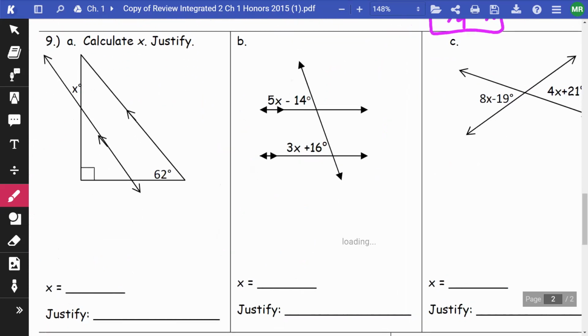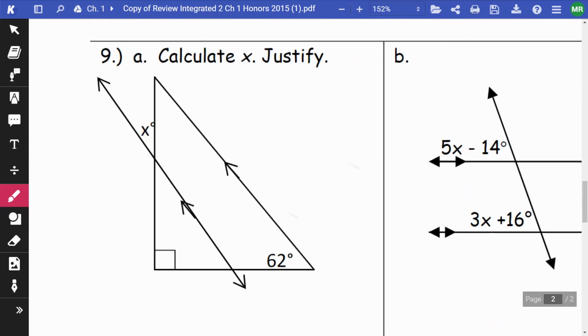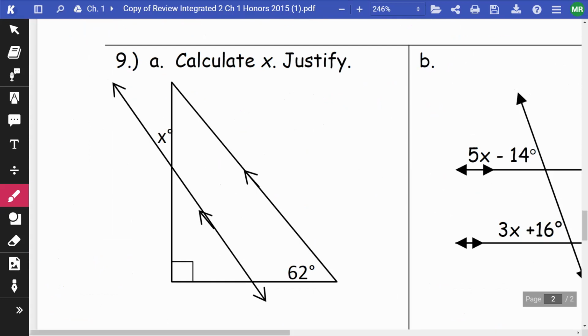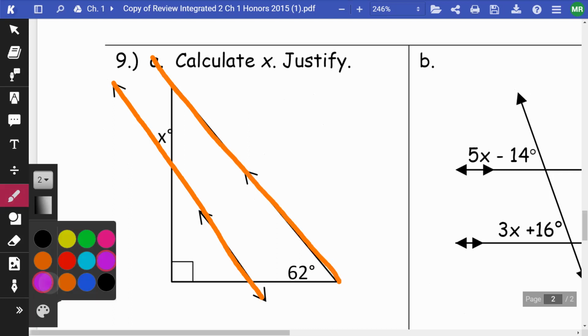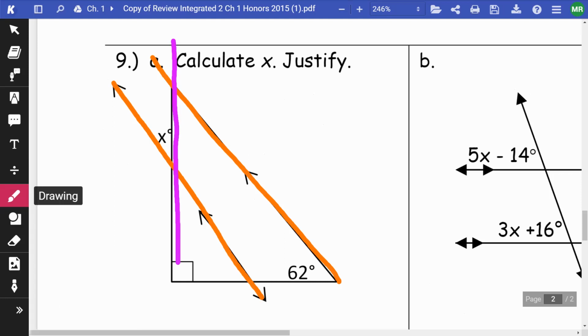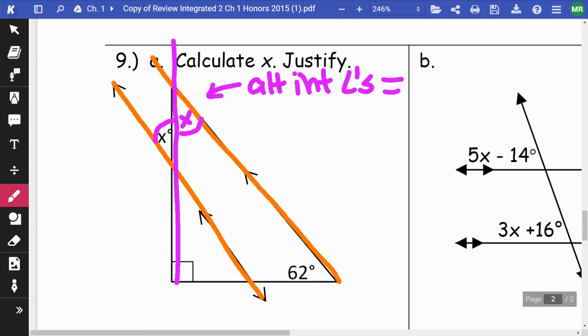Okay, so on these problems, let me zoom in on this one. What I would pay attention to is I have parallel lines, this line and this line, cut by a transversal. That means alternate interior angles are equal. So this angle and this angle are both going to be x, because when you have parallel lines cut by a transversal, alternate interior angles are congruent. That's the justification for that.